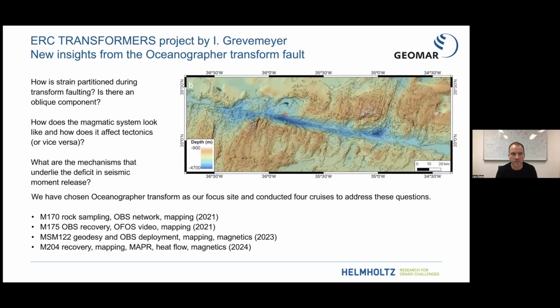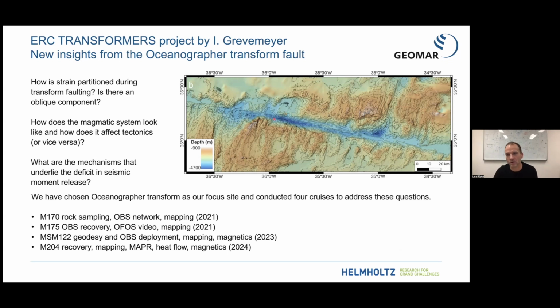And based on these observations, Ingo Grevemeyer got the ESC Transformers Advanced Grant funded, which looks into the seismicity and overall geodynamic functioning of oceanic transform faults. And by now we have had multiple cruises going to Oceanographer and other places. They started in 2001 with the two Meteor cruises to do OBS work, so seismicity, which I will show you, rock sampling, and mapping. We also had a geodesy network deployed. We don't have the results yet, so I can't report on that. We did classic geophysics, magnetics, and heat flow measurements, and also looked for hydrothermal activity, which I will come back to later. And the goal is to understand the structures.